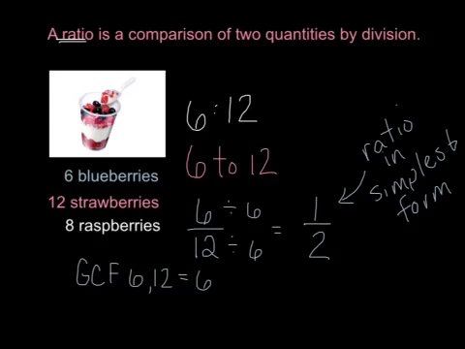So we can take our original ratio, which is 6 blueberries to 12 strawberries, and express it as a fraction, but when we express it as a fraction, we need to also make sure that it's in simplest form. So that's why we found the GCF, divided by 6, and we ended up getting 1/2, or 1 to 2. So our ratio in simplest form is the same as 1 to 2.